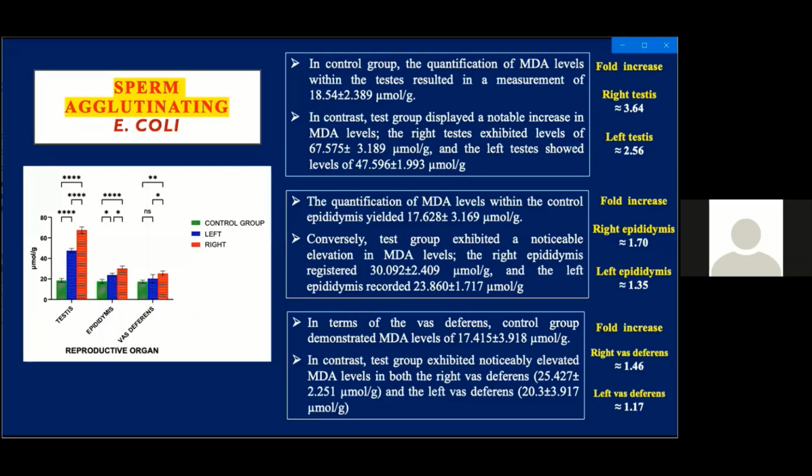In case of E. coli, there was about 3.64-fold increase in the right testis. In the left testis, it was 2.56-fold. In case of right epididymis, it was 1.70-fold increase, and in the left epididymis, it was 1.35-fold increase. In the right vas deferens, it was 1.46-fold increase, and in the left vas deferens, it was 1.17-fold increase. So there was a significant increase in the MDA level. So reactive oxygen species might be playing a very important role in causing the azoospermia. From these results, it can be concluded that ROS plays a very important role in the spermatogenic failure.